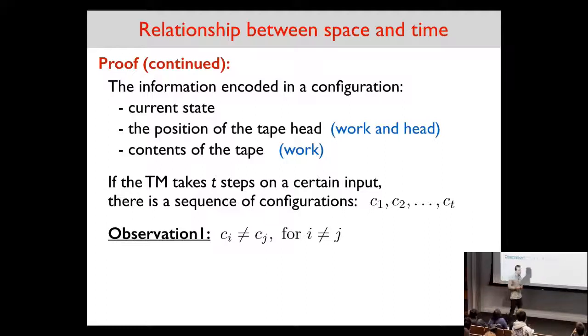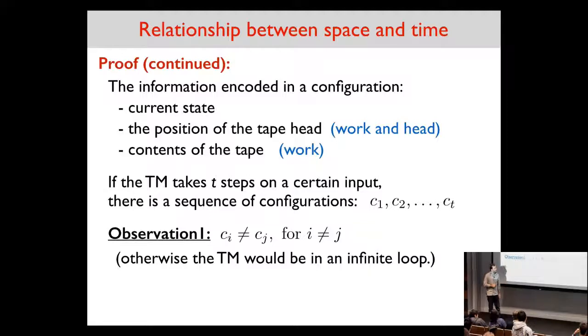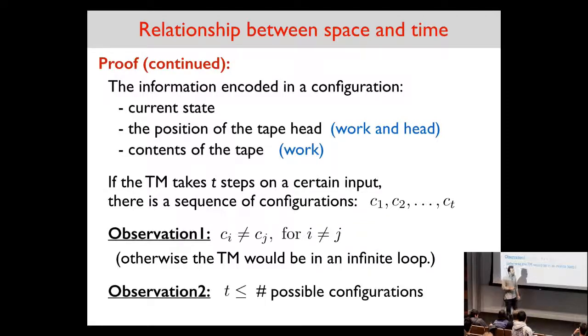You cannot have a repeated configuration in the sequence, because if you have a repeat, that means you're going to have an infinite loop. If C7 is the same as C20, then you're going to go between those two configurations all the time. You're just going to get stuck, and the Turing machine would be in an infinite loop.